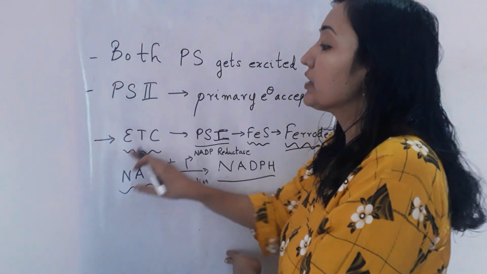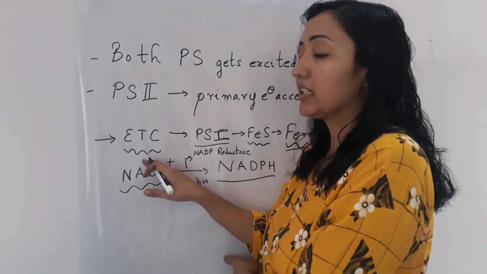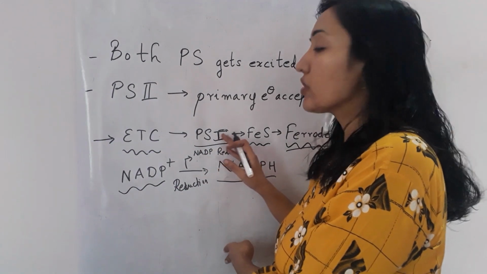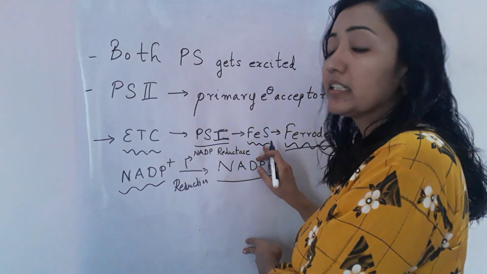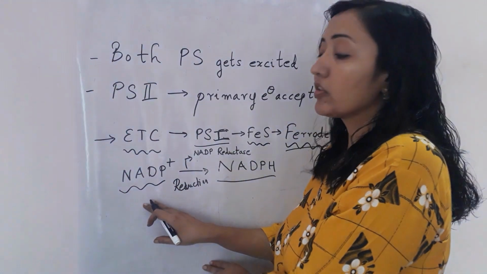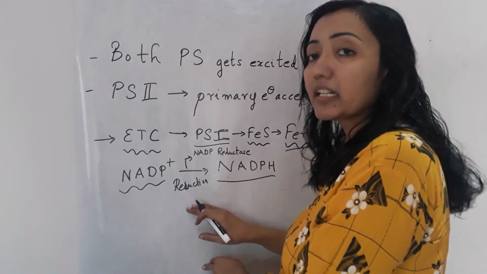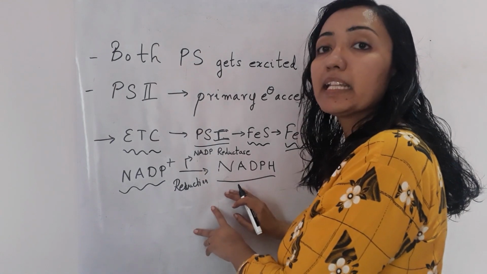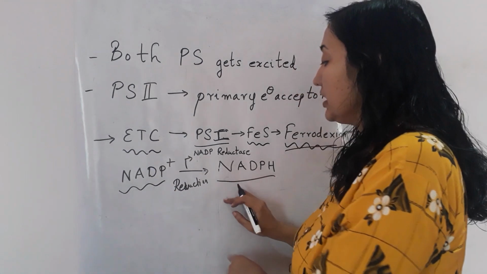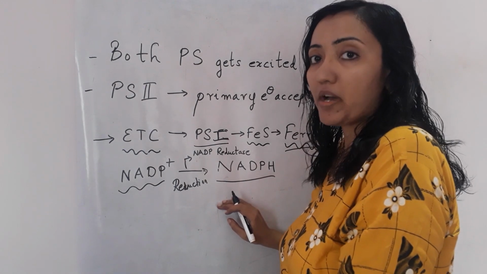Then the electron is given to the electron transport chain. There are 3 electron carriers here, and from here the electron moves to PS1, photosystem 1. Here the electron is accepted by iron sulfide. Then again the electron is given to a protein called ferredoxin, and this electron is given to NADP+, which is in the stroma, and NADP+ undergoes a reduction reaction and forms NADPH. Because it accepts an electron, it gets reduced and forms NADPH. So this is how NADPH is made in the stroma.